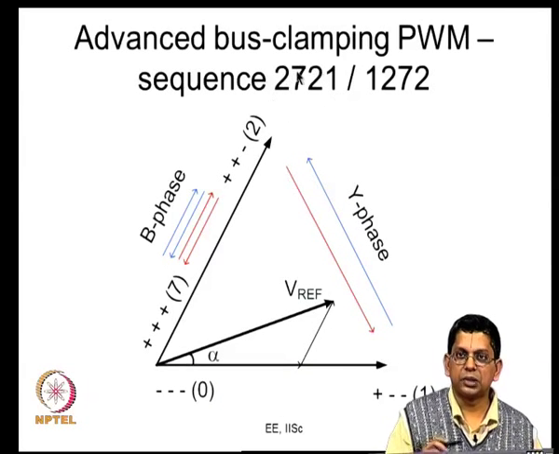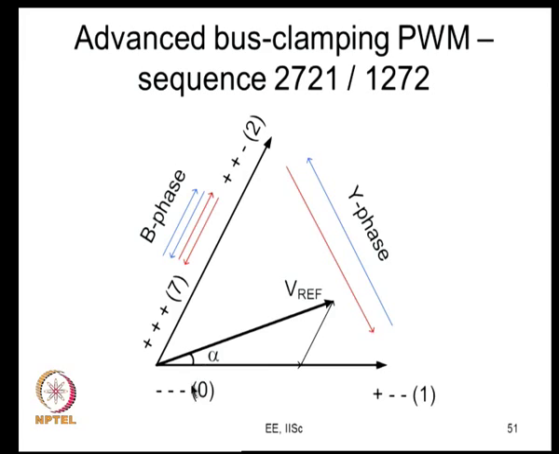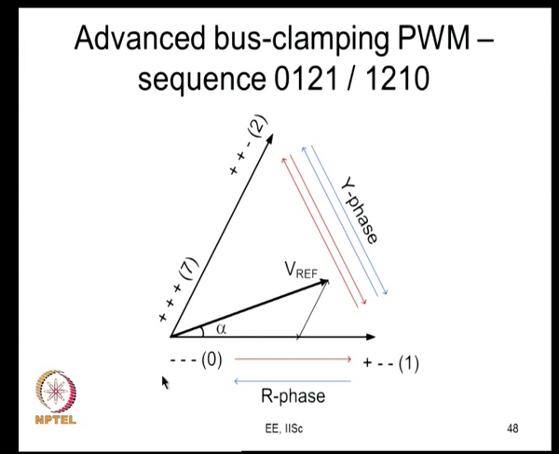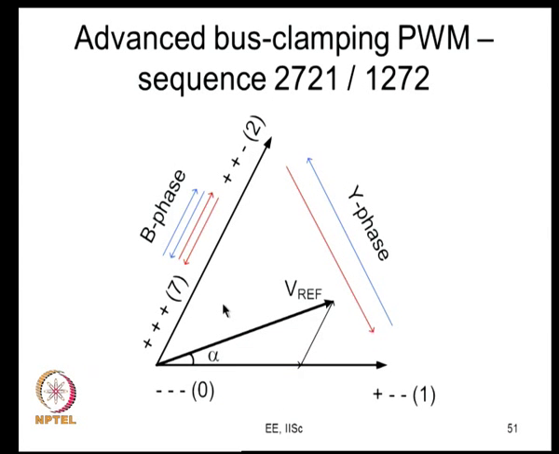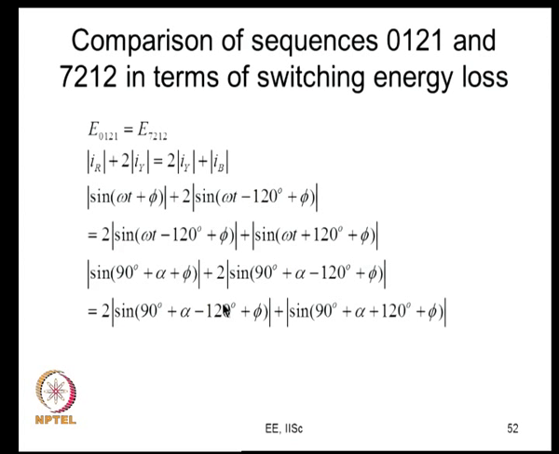This is yet another bus clamping PWM sequence 2 7 2 1, or 1 2 7 2. So, you start from 2 7 2 1, 1 2 7 2. So, these are advanced bus clamping sequences. So, you have 4 of these sequences which we can call 0 1 2 1, 7 2 1 2, 1 0 1 2 and 2 7 2 1. Let us take 2 of them, 0 1 2 1 and 7 2 1 2, we can compare them easily.